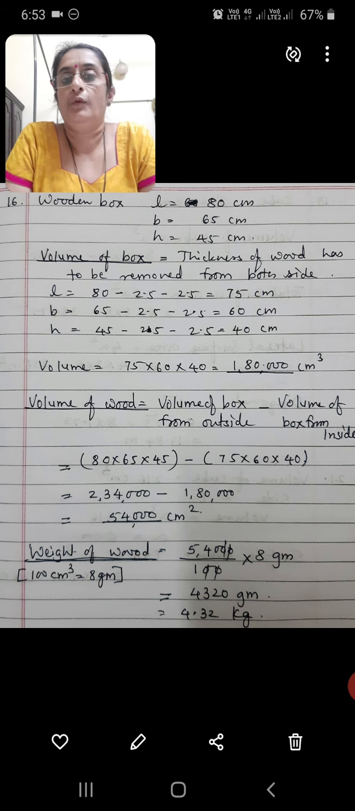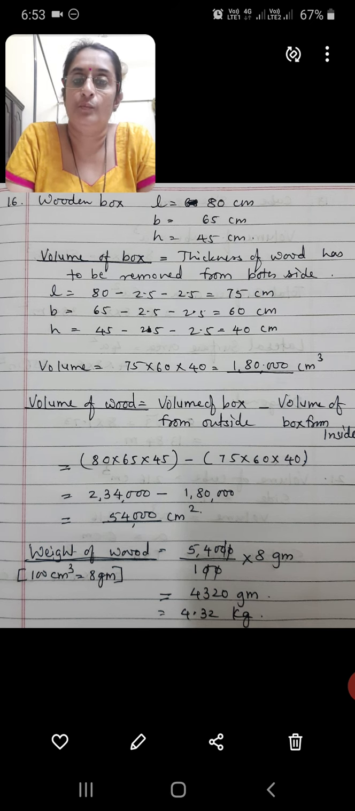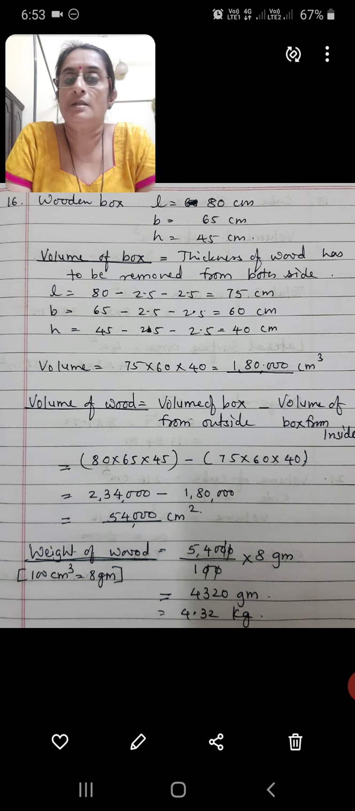Fine. For breadth also, breadth is given 65. From that also, from both sides 2.5 centimeter, 2.5 centimeter we have to subtract as the thickness of the wood. Then height also the same way, because it is covered from upside. 45 minus 2.5, 2.5. So the new dimensions to find out the volume are 75, 60 and 40.